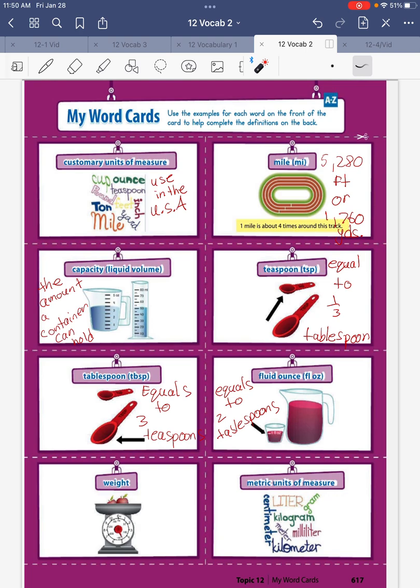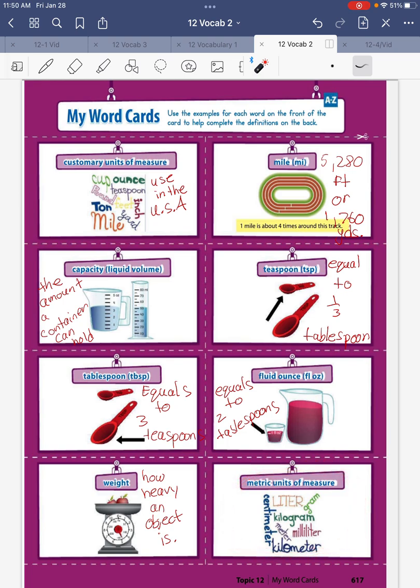Our next one is weight. Okay, we should all know what weight is. Weight is just how heavy an object is.